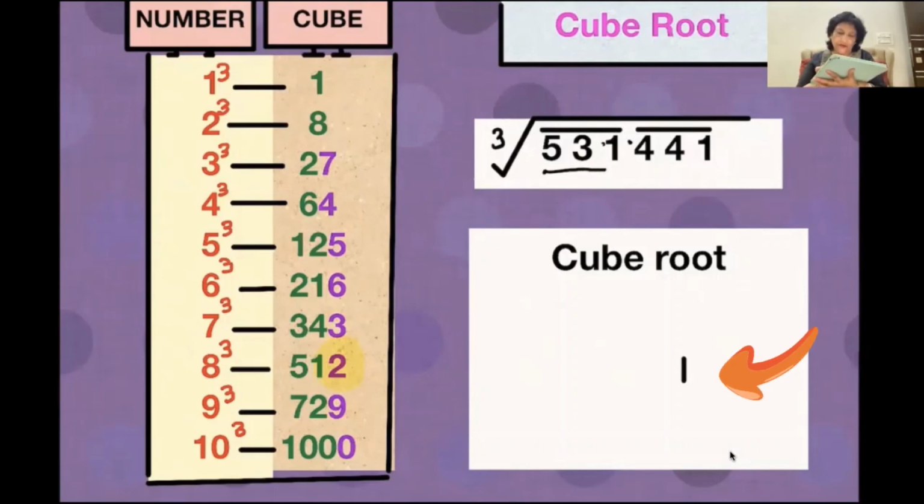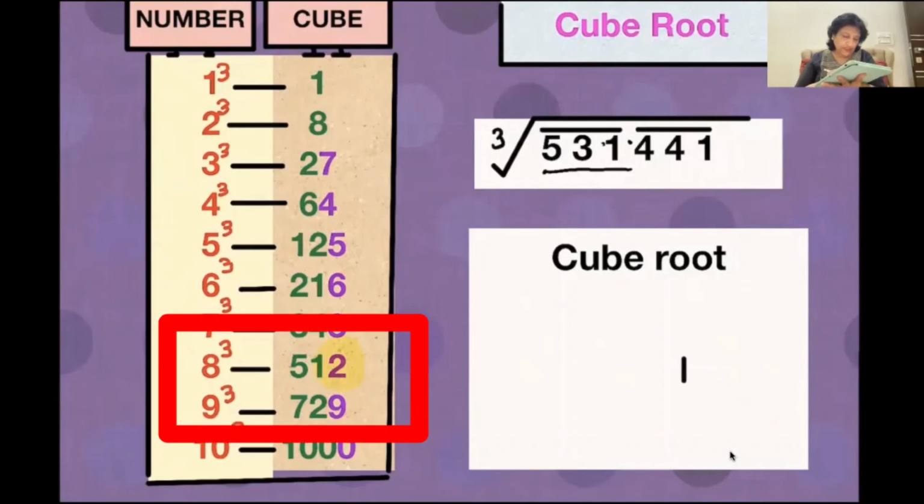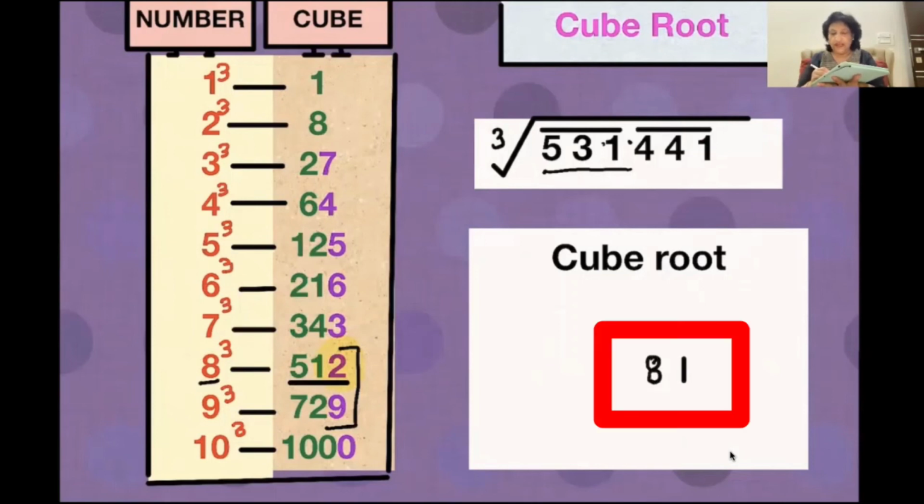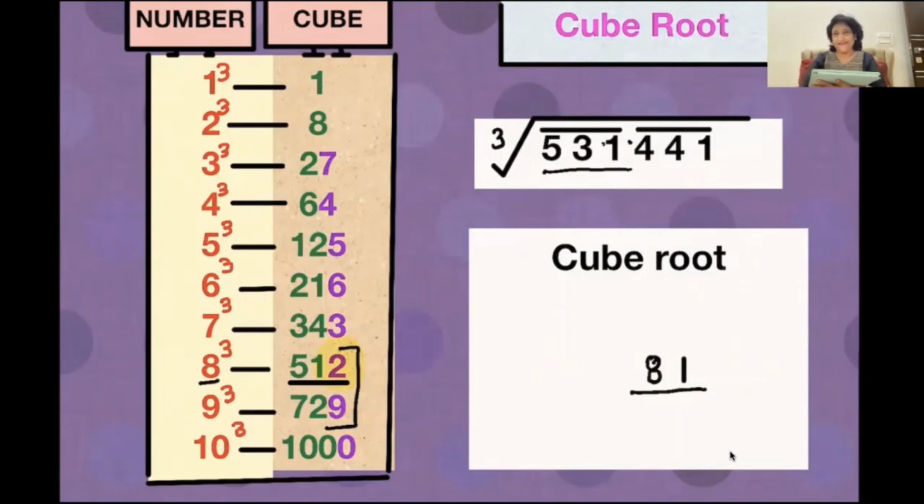Now, 531 lies between 8 cube and 9 cube. We will choose the smaller one, which is 8 cube, that is 512. So the cube root of this is 8. So we have 8 at the tens place. 81 is the cube root of this number. Look how easy it is.